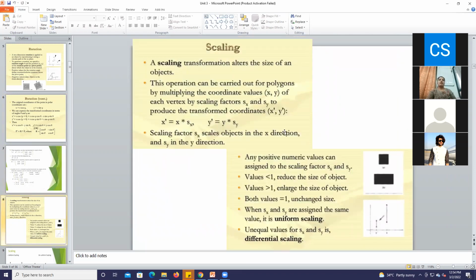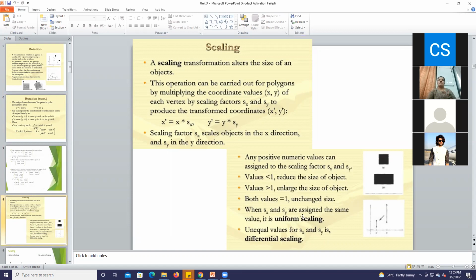Then the scaling part we have covered. Scaling is nothing but you can enlarge or you can compress the object. When the scaling factors Sx and Sy are greater than 1, then we are going to enlarge the object. When they are less than 1, then we are going to compress that object. When the values Sx and Sy both are equal to 1, that means there is no change in the object.